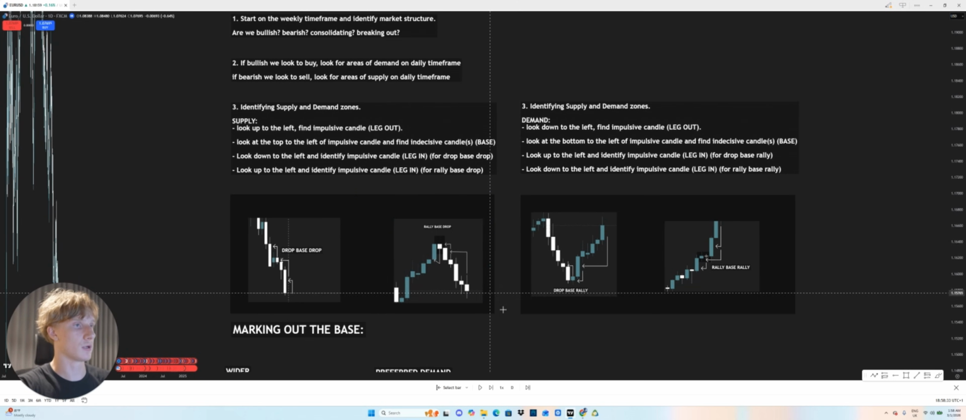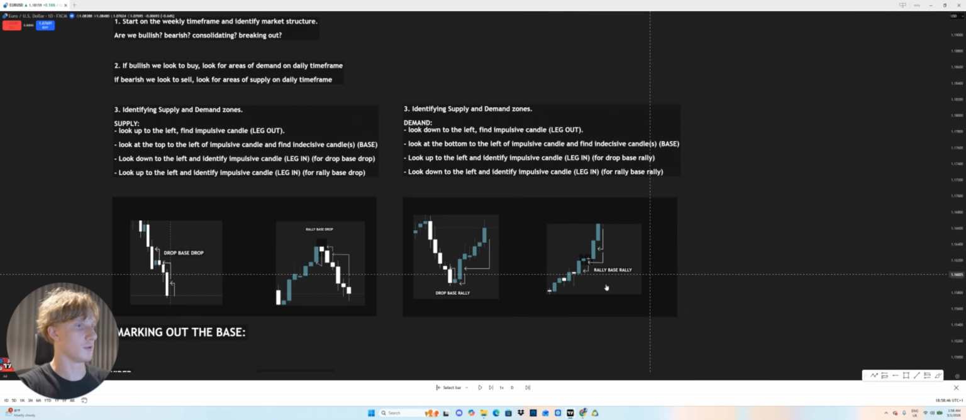Now, if we're looking for the other one, which is a rally base drop, in that case we're just looking up: impulsive candle, up to the left, indecisive candle, look below, impulsive candle. Now with demand, the exact same thing. If we're looking for a drop base rally, we look below, find an impulsive candle. Below that, we'll see an indecisive candle. Above to the left, we'll see an impulsive candle. That's a drop base rally.